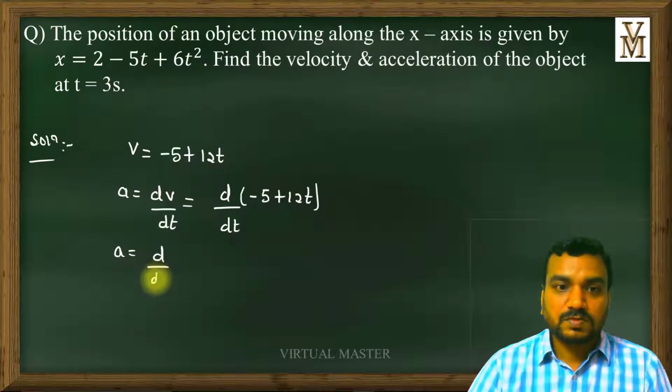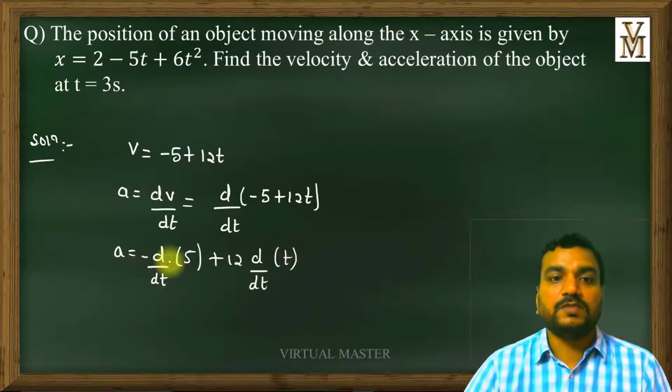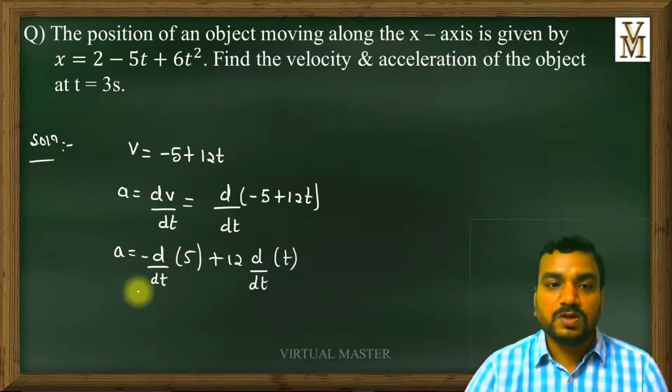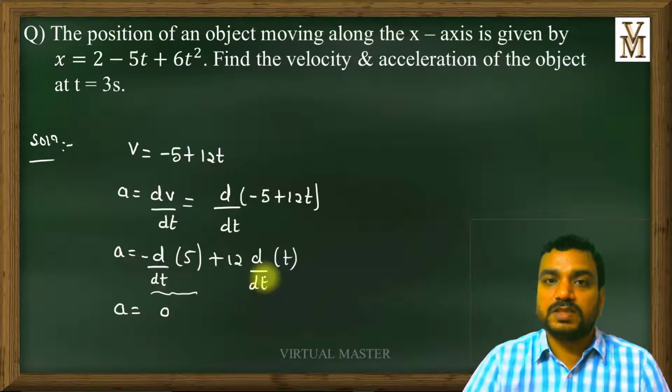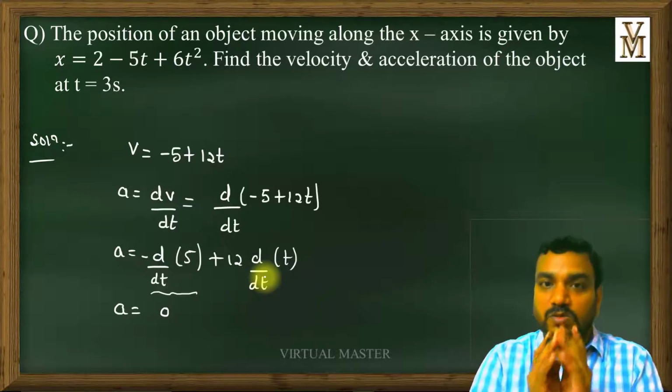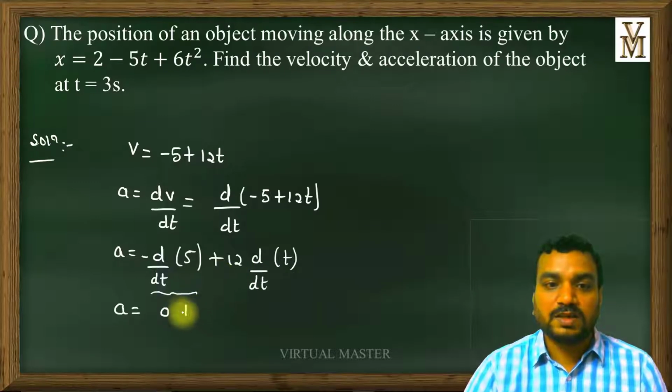Differentiation of minus 5 plus 12 into differentiation of t with respect to t. Here differentiation of a constant is equal to 0, so this term will be 0. Now 12 into differentiation of t with respect to t. Differentiation of t with respect to t is 1 only, right? So I can write 12 into 1. Therefore acceleration will be equal to 12 meter per second square.